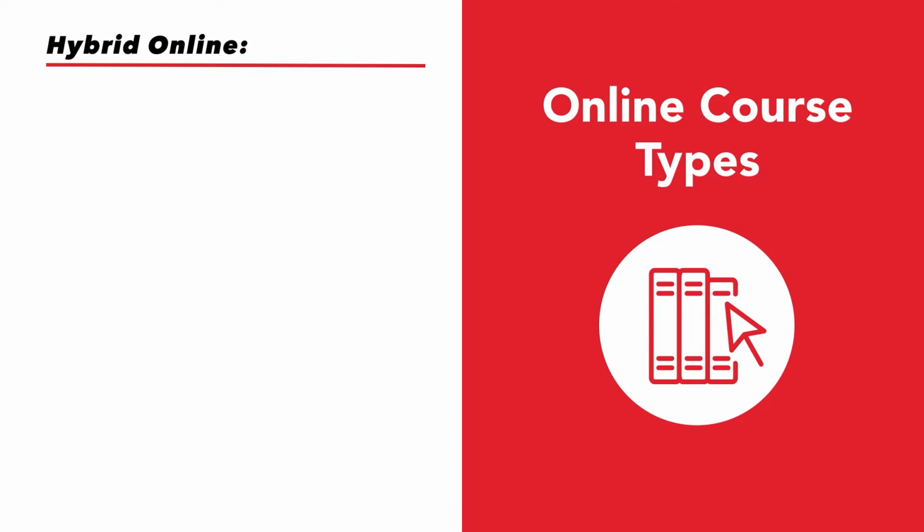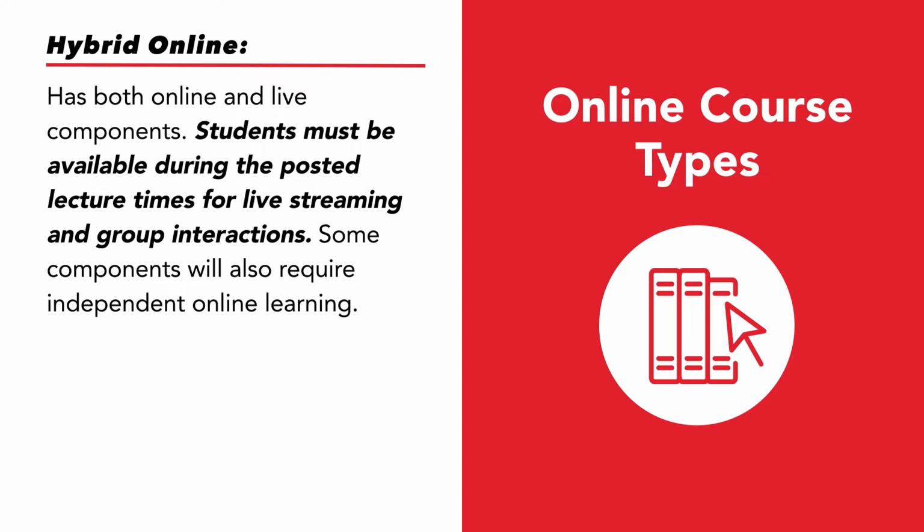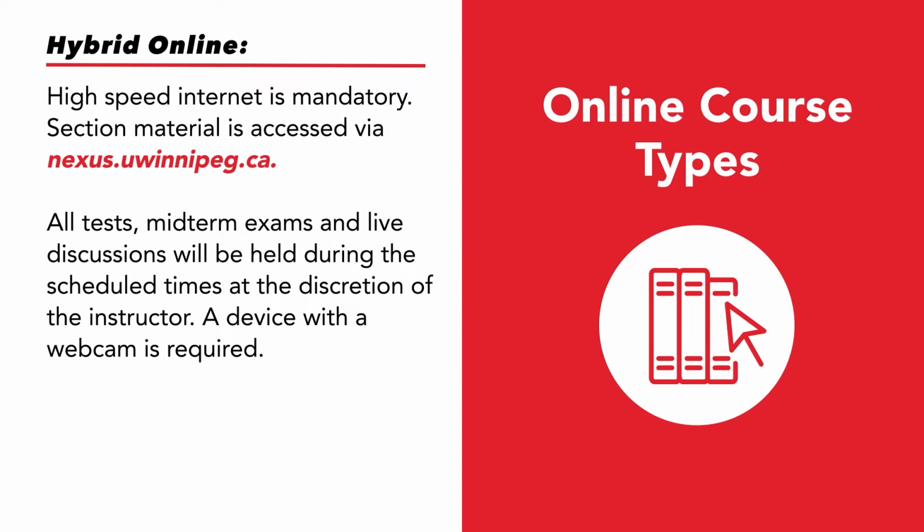Hybrid online. Hybrid online has both online and live components. Students must be available during the posted lecture times for live streaming and group interactions. Some components will also require independent online learning. High-speed internet is mandatory. Section material is accessed via nexus.uwinnipeg.ca. All tests, midterm exams, and live discussions will be held during the scheduled times at the discretion of the instructor. A device with a webcam is required.